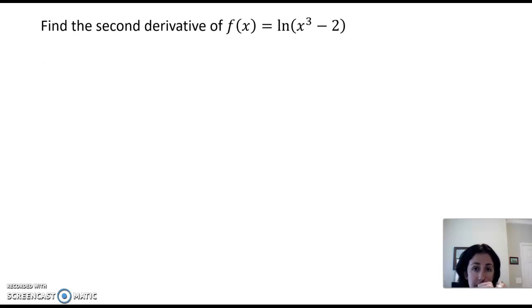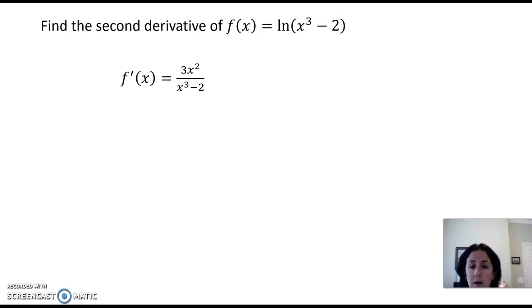Okay, now let's find the second derivative of the natural log of x cubed minus 2. In order to find the second derivative, we need the first derivative. The first derivative will be the derivative of this inside function over the inside function. So it's going to be 3x squared over x cubed minus 2. What do you notice? Variable over variable.